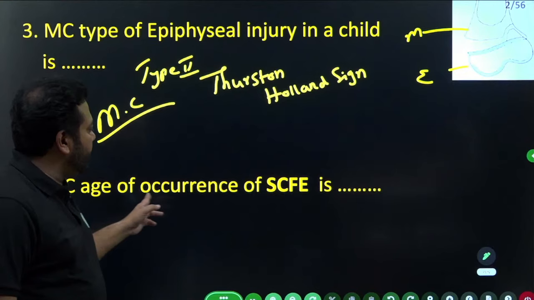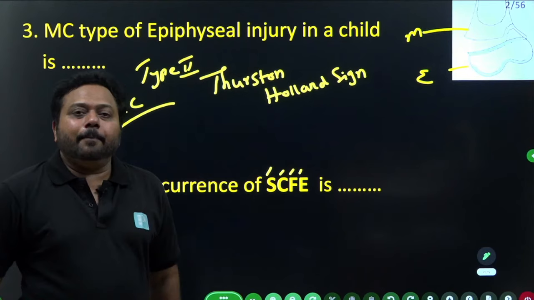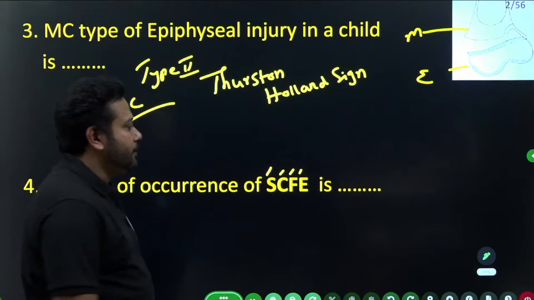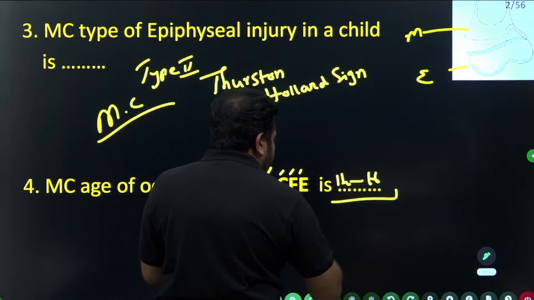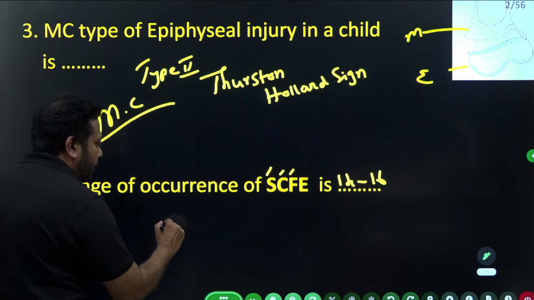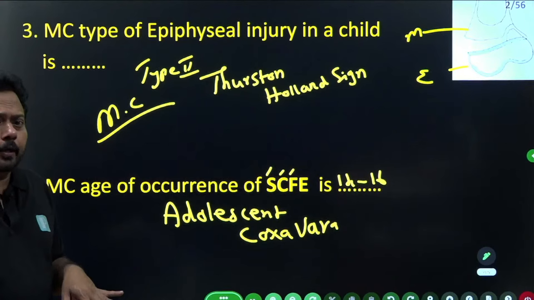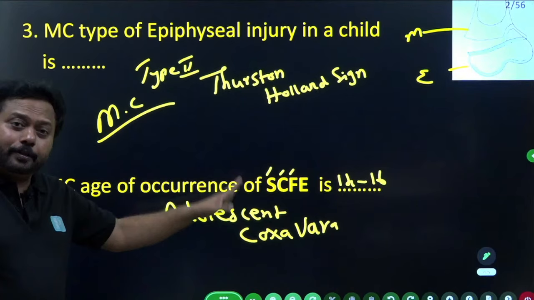Coming to the fourth one-liner. Most common age of occurrence of SCFE, which stands for slipped capital femoral epiphysis. Most common age of slipped capital femoral epiphysis is 14 to 16 years. That is why slipped capital femoral epiphysis is otherwise called adolescent coxa vara. I don't know what is very peculiar in this question, but in the topic slipped capital femoral epiphysis, this is the question that has been asked the maximum number of times.